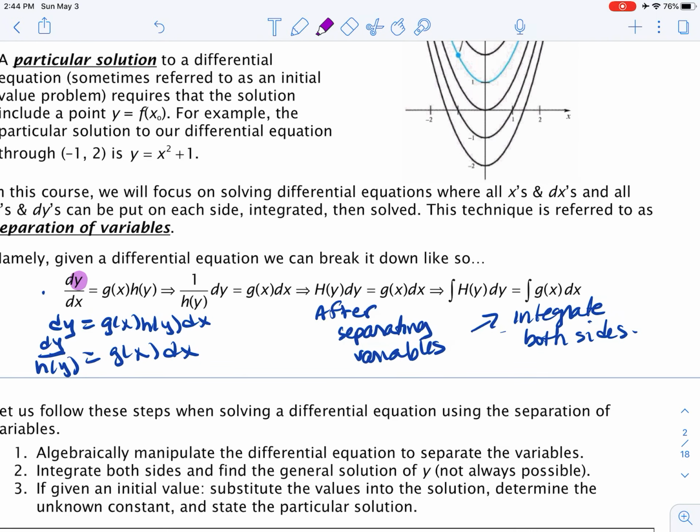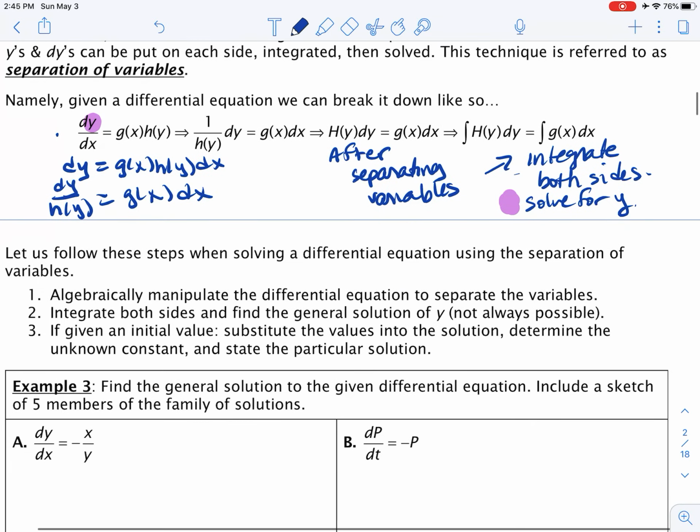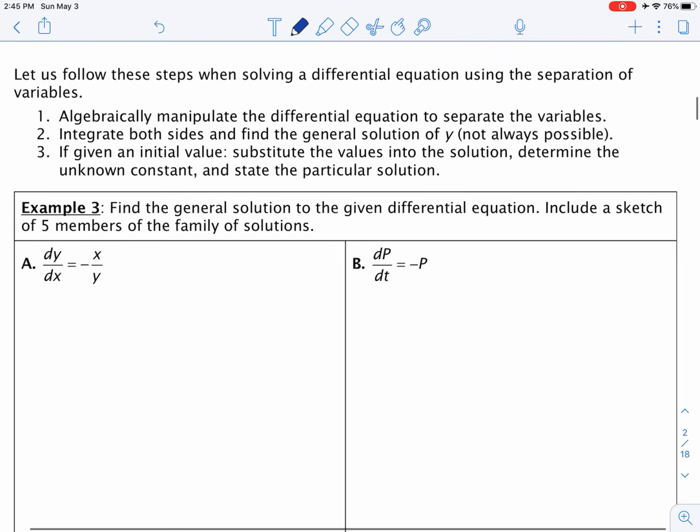So integrate both sides, and then if you can, solve for y, if possible. If it's hard to solve for y, and sometimes that is the case, then you can always leave your solution in implicit form. Good. And let's try some.